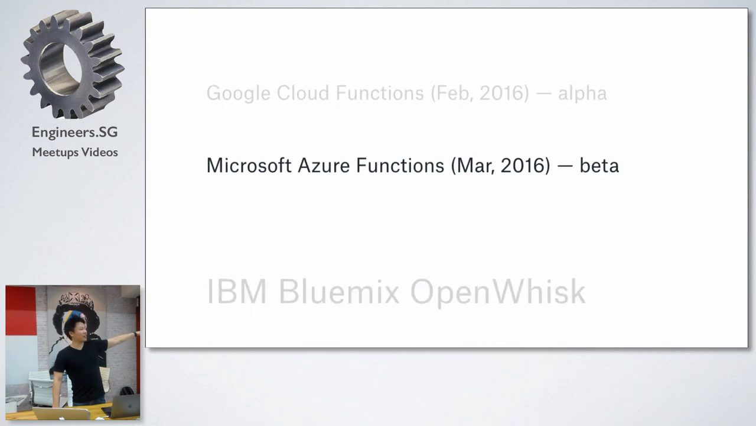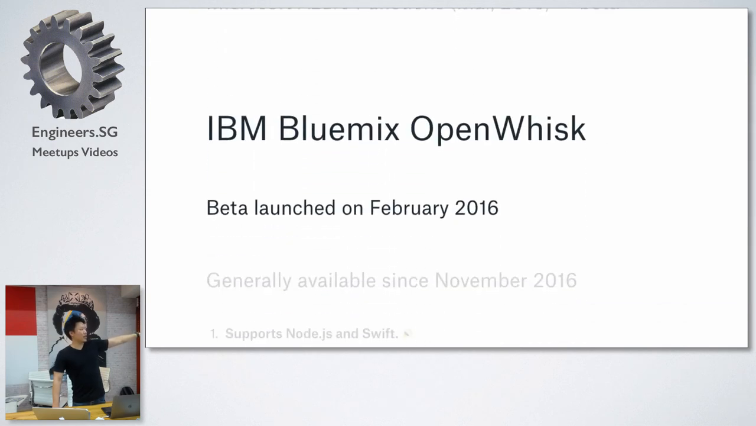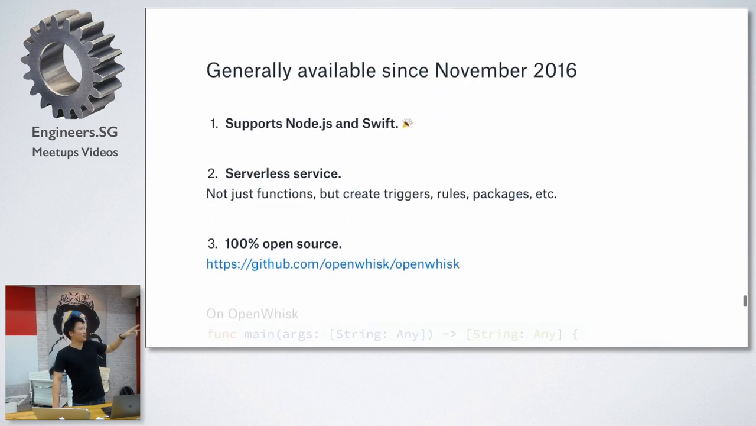So where's IBM again, right? So IBM came out with a beta in February last year, but they officially launched in November. That's insane, right? And it supports Swift. So now you can deploy just Swift functions into the cloud, right? Serverless, right? Not just functions, but you can create rules and triggers around them.